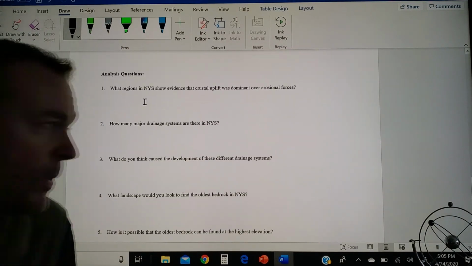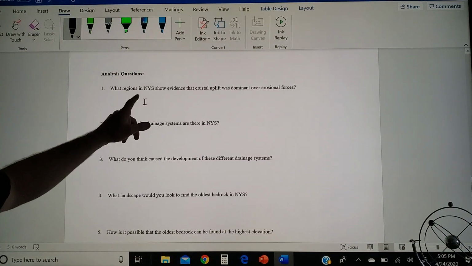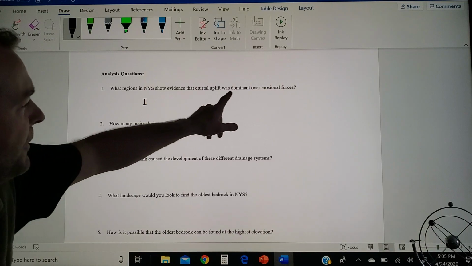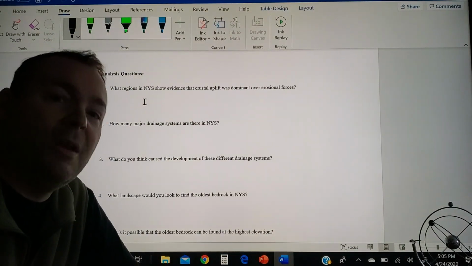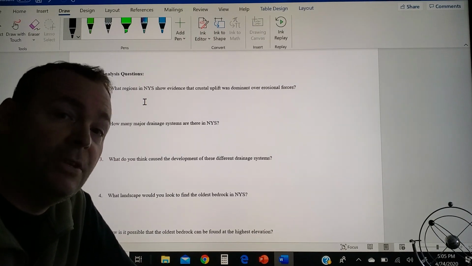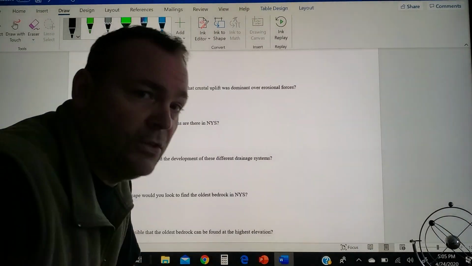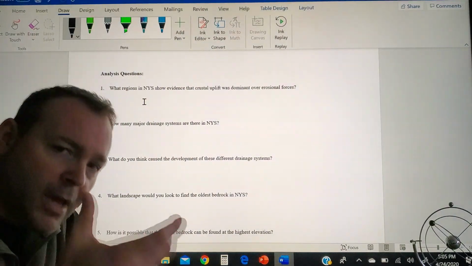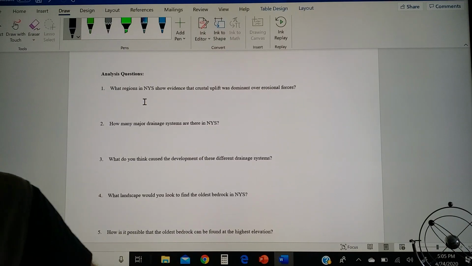For your analysis questions, I'll run through some of them with you. What regions in New York State show evidence that uplift was dominant? Well, if uplift is dominant, you're going up. You got to be a high region. You got to be a mountainous region. So what are the mountainous places in New York, right? Your Adirondacks, your Taconics, etc. How many major drainage systems are there in New York State?